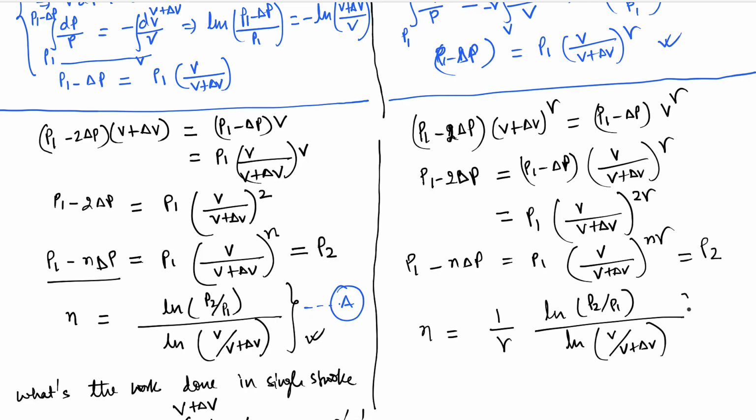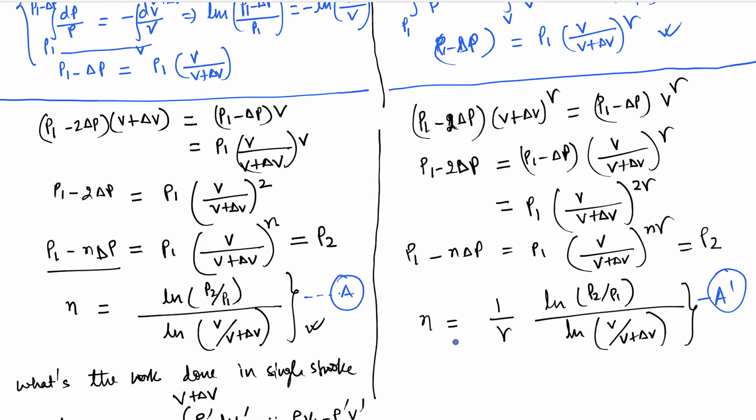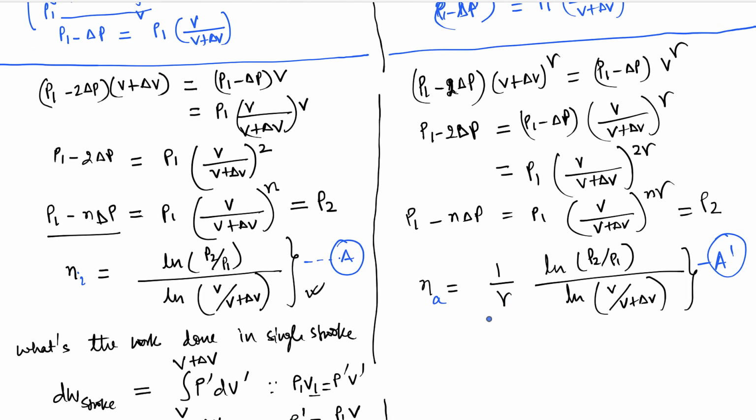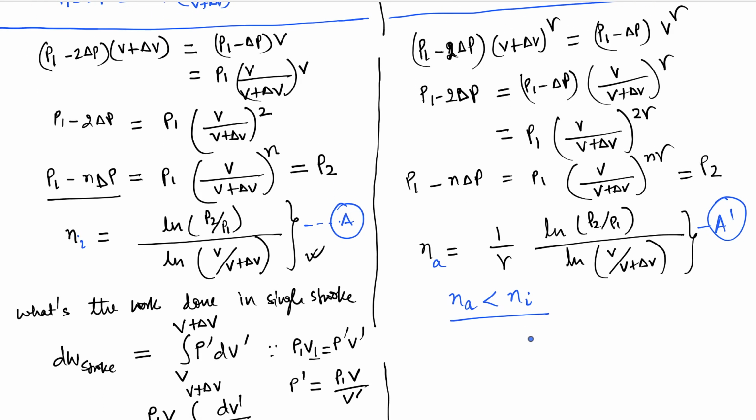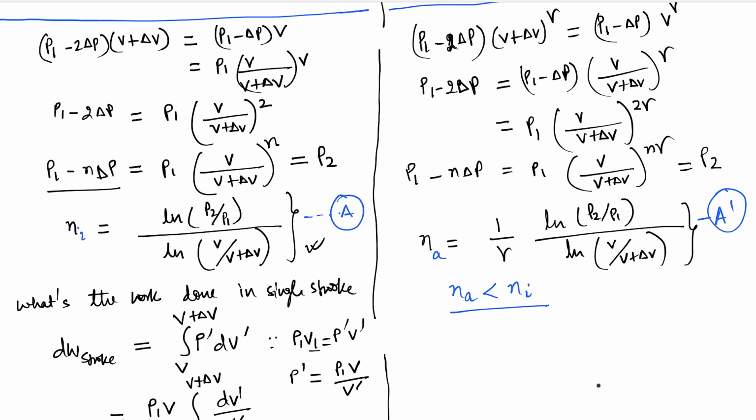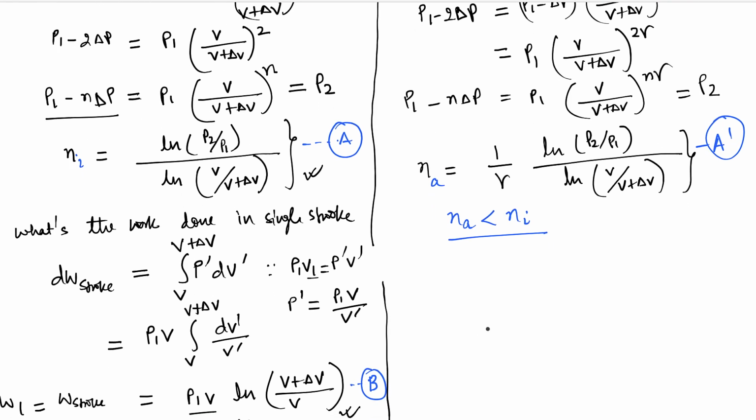Now, if let's say we write this as N prime, which one is greater, the adiabatic or the isothermal? So if gamma is more than 1, then N adiabatic is less than N isothermal. So in the adiabatic case, we will require fewer strokes to get to the same pressure. Okay. So far so good.